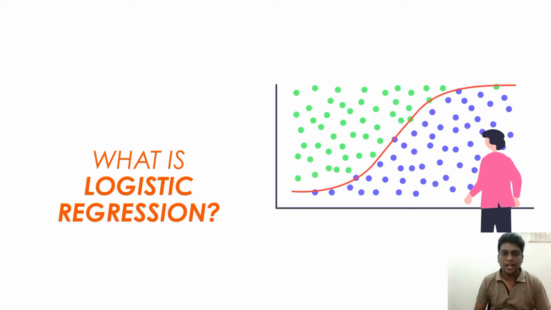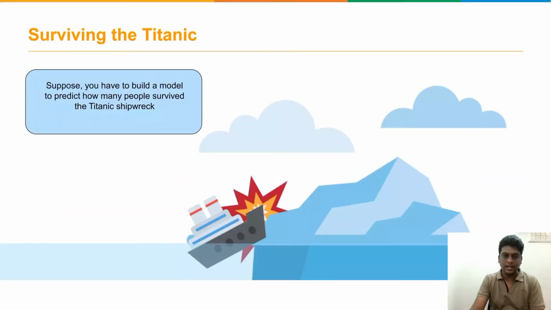Hello everyone. Today we will see about logistic regression in machine learning. Let us consider the example. Suppose you are asked to build a model to predict how many people can survive in the Titanic shipwreck.